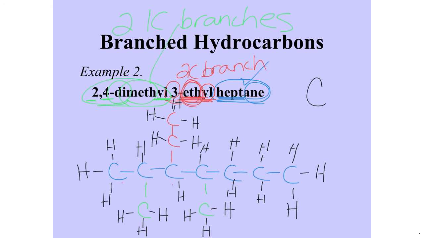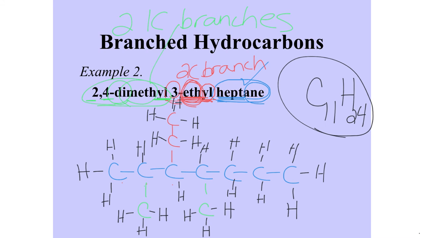So we have a total of 11 C's: 7 in the main chain, then 8, 9, 10, 11, including the ones in the branches. Then we count up all of our H's, and we have a total of 24 H's. That does fit the general formula for an alkane, because we had 11 C's, so we should have double, which would be 22, plus 2 for our number of H's.